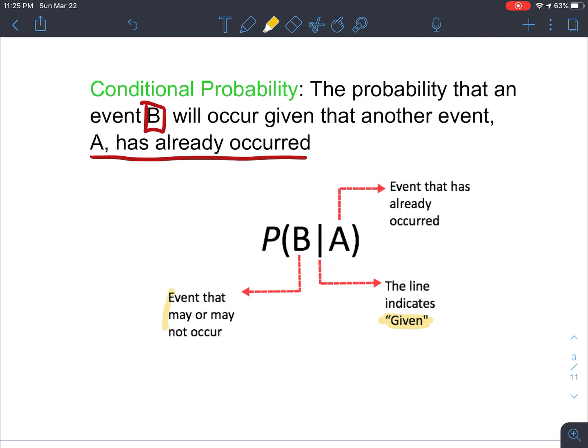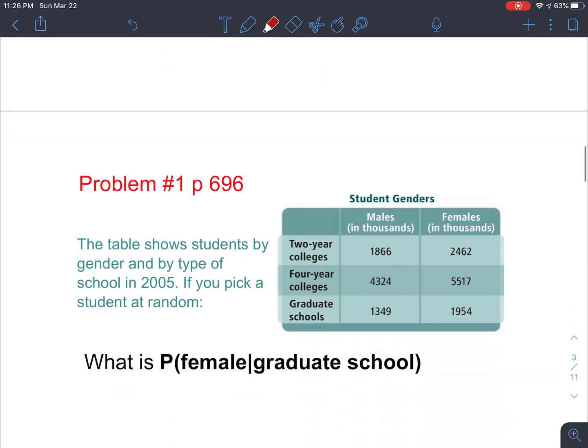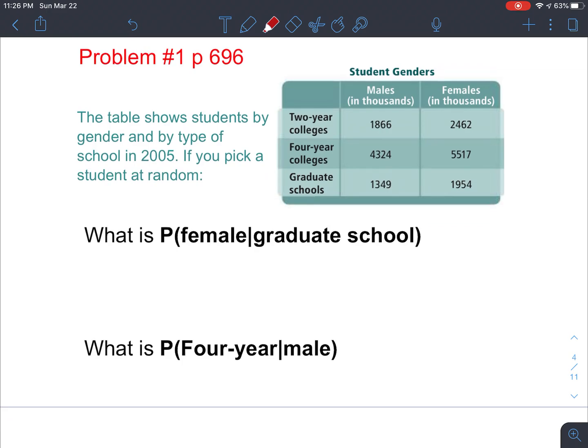Okay, so what's going to be represented by the first one? Well, that's the event that may or may not occur. That's the one we're trying to find the probability of. And the second one represented is the one that has already occurred, the one that we need to happen in order to calculate this probability. Okay, so we're going to practice saying this line as the word given. Okay, B given A. And we're going to see some examples of this.